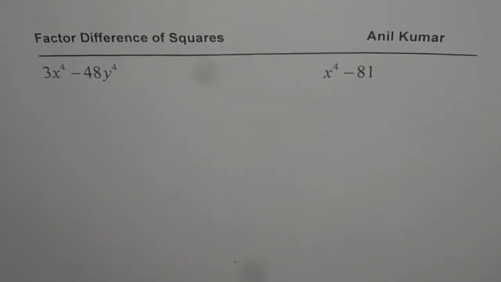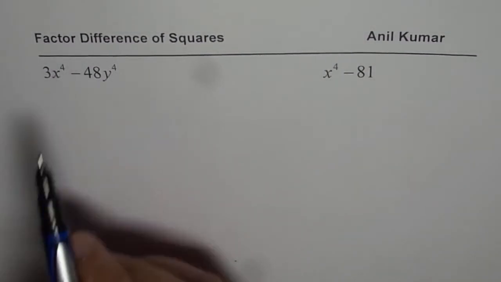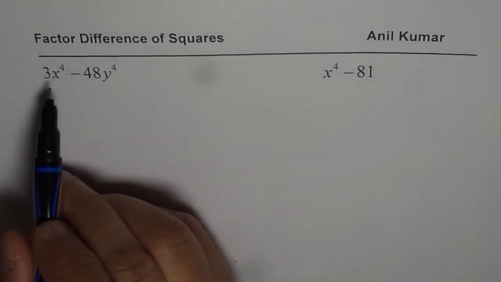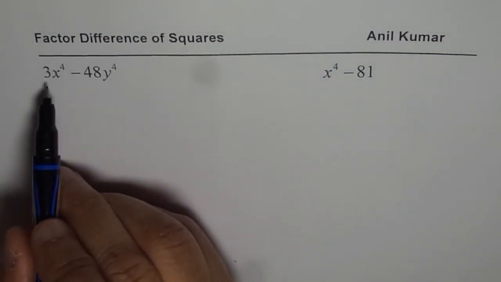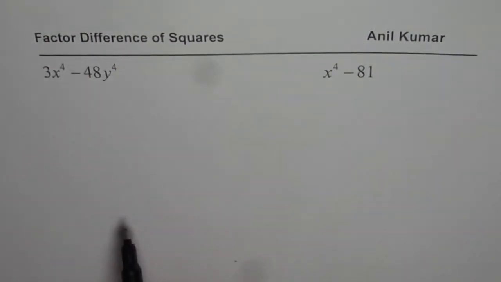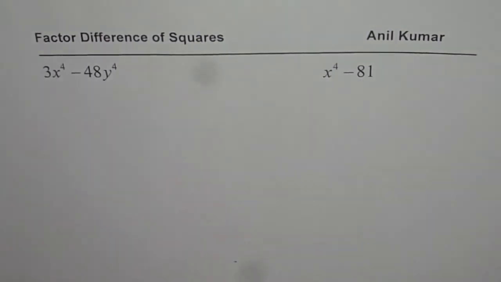So let us first explore how to use x to the power of 4 with difference of squares formula, right? So let's begin with the first one, which is 3x to the power of 4 minus 48y to the power of 4. The second one is x to the power of 4 minus 81. It's simpler. So let me begin with the second one, right?